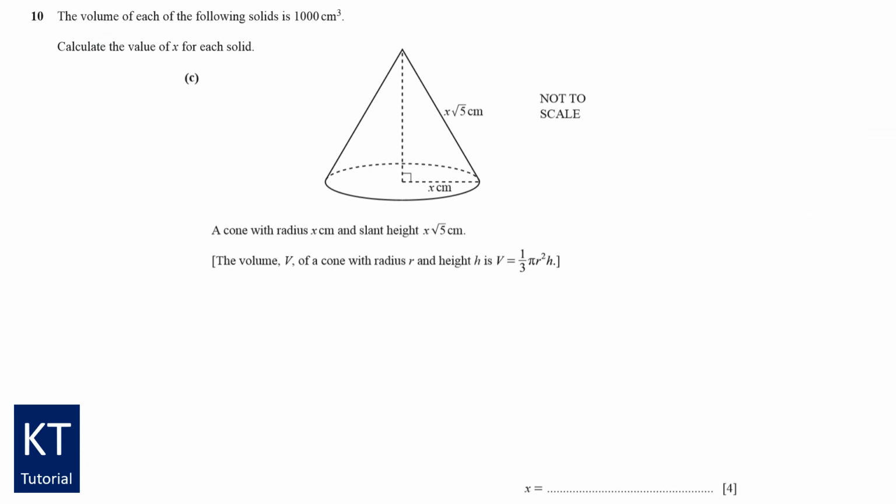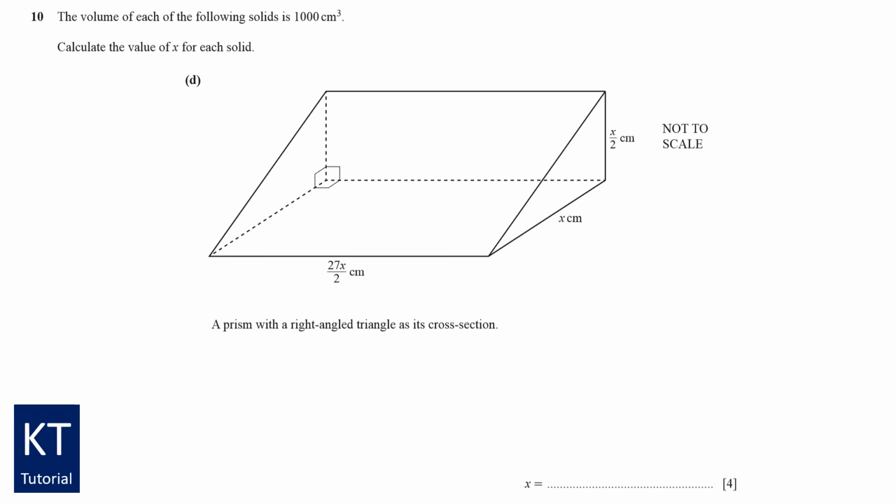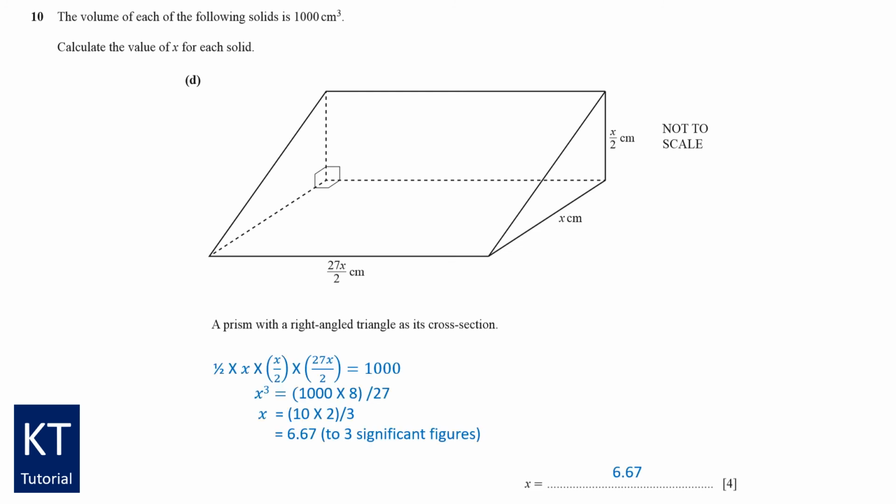Next, calculate the value of x for a cone with radius x cm and slant height of x root 5 cm. Start by identifying h with the Pythagoras formula. Next, equate the formula of a cone with 1000 and solve for x in accordance. Next, calculate the value of x for a prism with a right angle triangle as its cross section. Again here, equate the formula for a prism with 1000 and solve for x in accordance.